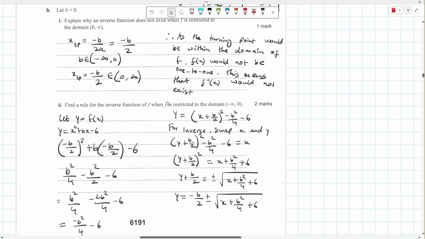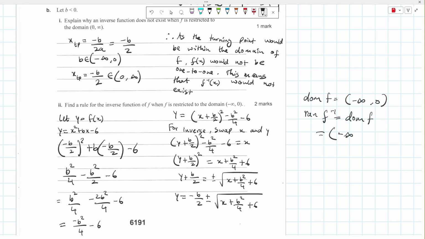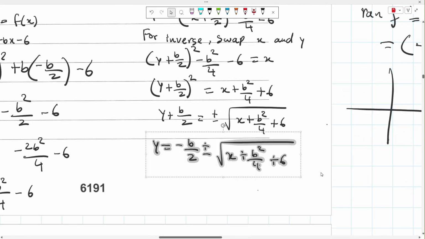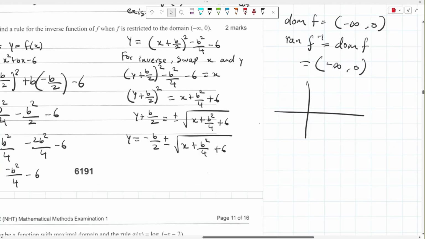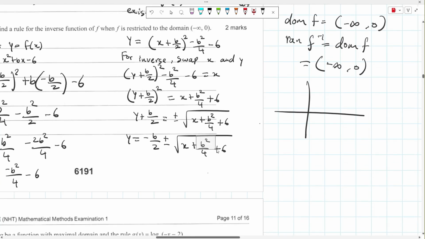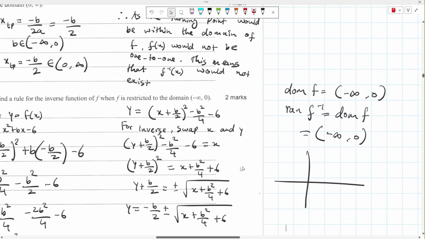Well, f in this case has a domain of negative infinity to 0. So the domain of f in this case is negative infinity to 0, right? The range of the inverse is always the domain of the original. So the range of the inverse has to be negative infinity to 0. Now, which one of these graphs can have a range of negative infinity to 0? Well, let's see. So don't be scared, right? B is just like a number. It's like a parameter, right?